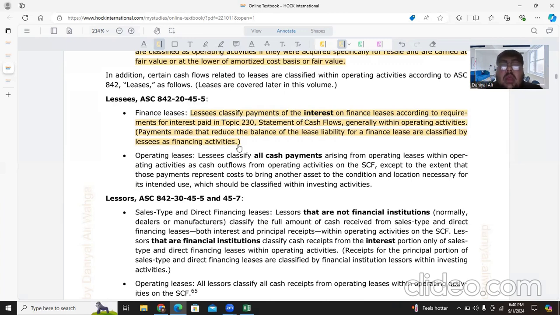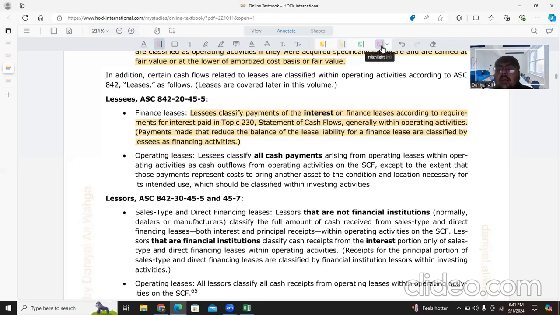Operating leases. A lessee classifies all cash payments arising from operating leases within operating activities as cash outflow from operating activities on the statement of cash flows, except to the extent that these payments. Alright, if it is a lessee, and the lease type is an operating lease, it says you have a cash payment, and we understand that cash payment should be part of your operating activities.